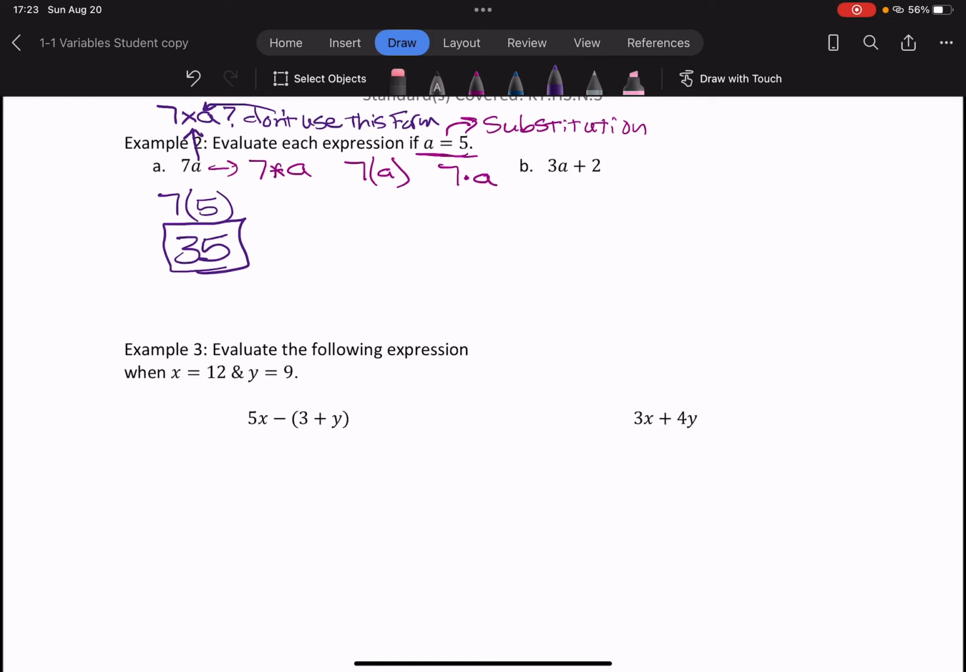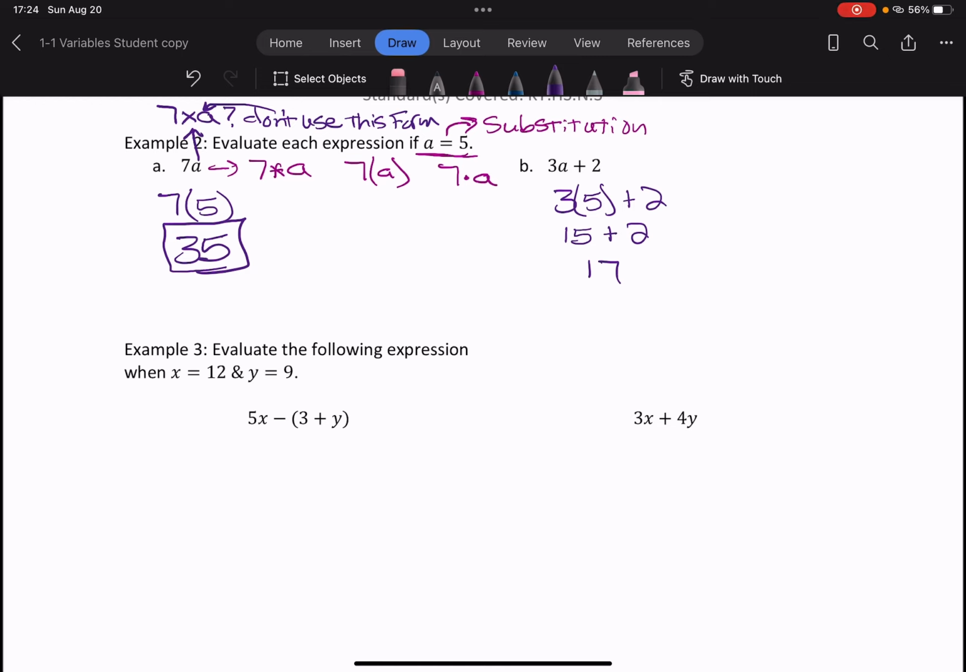Oh, good. Welcome back. Let's go ahead and work this one out. So now I'm going to put in the 5 for A. So I got 3 times 5 plus 2. Well, then I do my 3 times 5, which is 15, plus 2, which is 17. Notice that sometimes we have more steps than others. That happens in math. So sometimes you got more steps to work than others. Be aware of that.